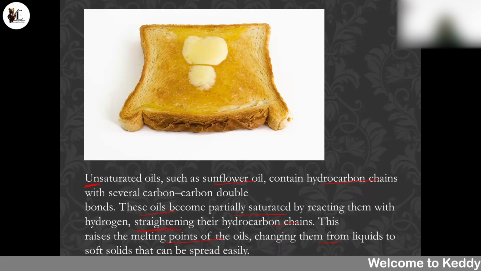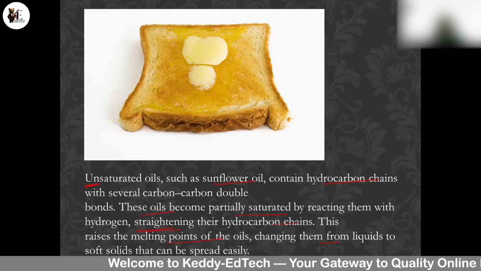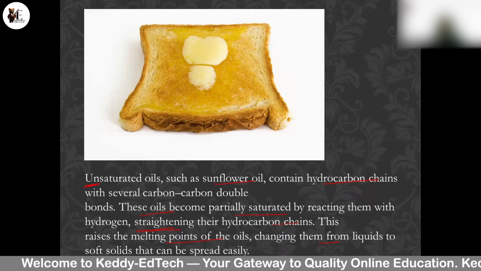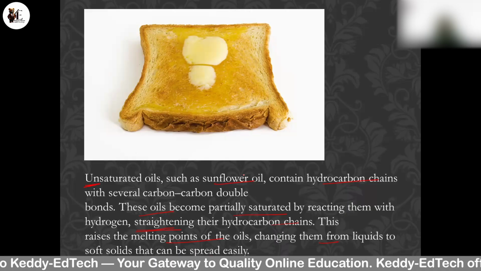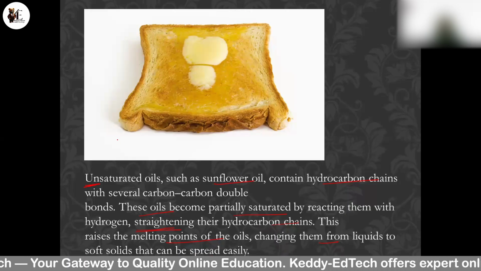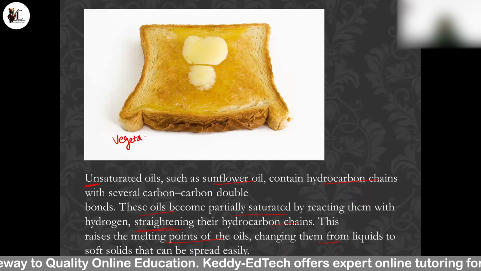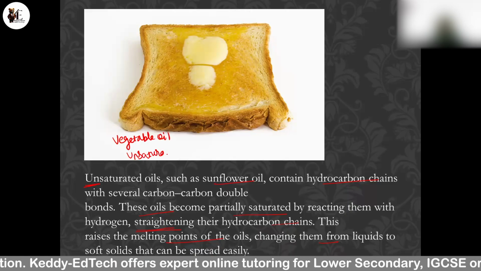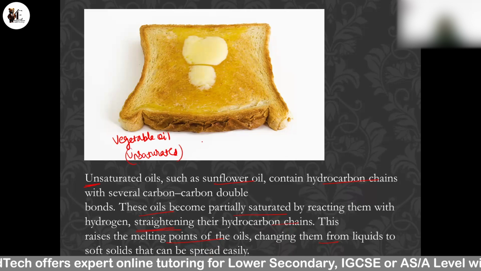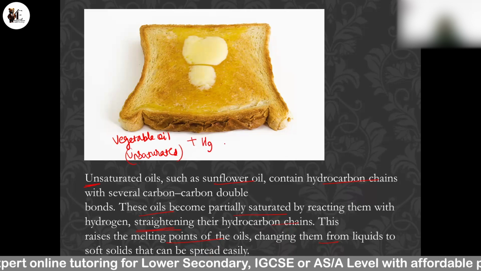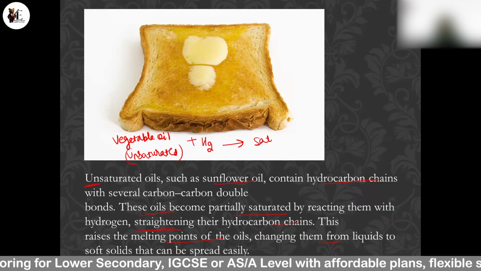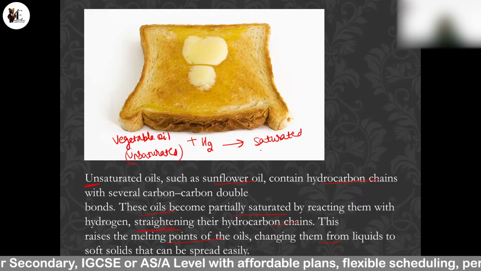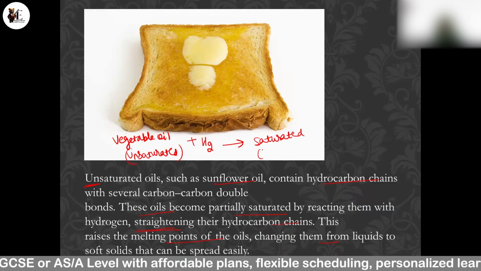That means vegetable oil is converted into vegetable ghee or margarine. Butter gets converted to a solid which has a higher melting point, and it can be spread easily on the bread. So this sunflower oil is your vegetable oil, which is unsaturated. What happens when we add hydrogen? We get a saturated compound, which is also known as your margarine or vegetable ghee.